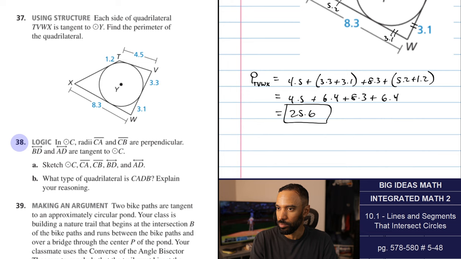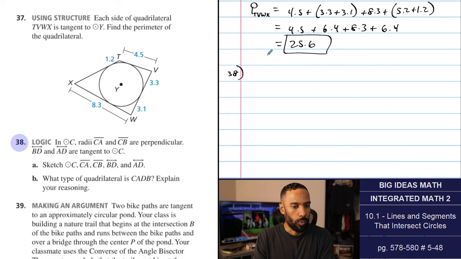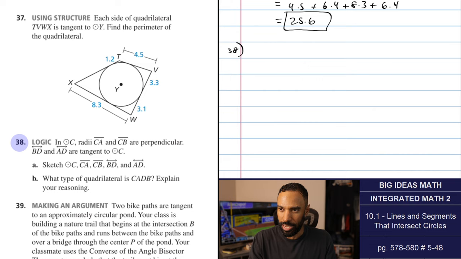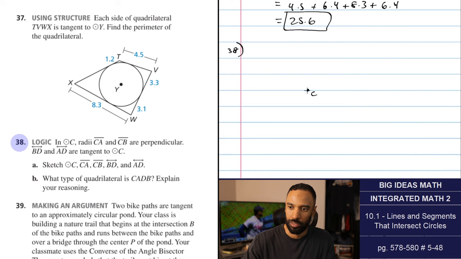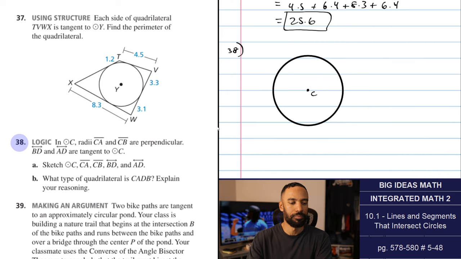In circle C, radii CA and CB are perpendicular. BD and AD are tangent to C. I feel like I gotta draw this. Whenever I draw these things, because the center doesn't stay, I gotta make a center first and then draw a circle around it. Kind of like that, because now I have a circle, now I have a center.